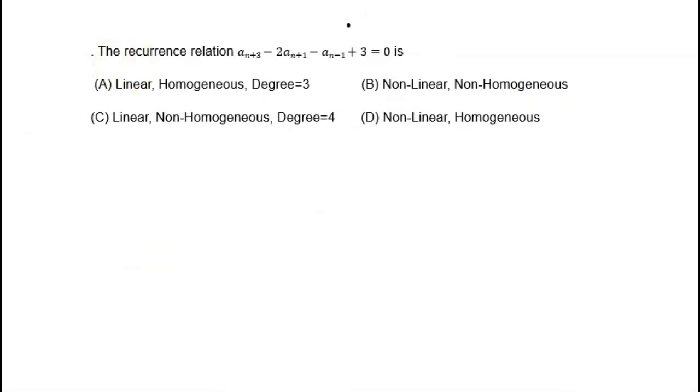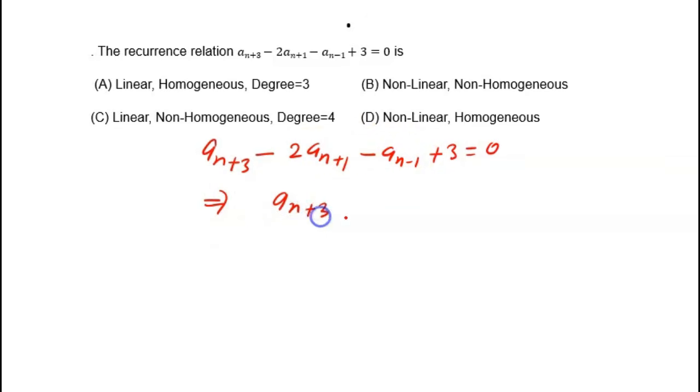Now we have a recurrence relation over here, and we have to decide what is the nature of it. So the recurrence relation, for your convenience, I am writing again: a_(n+3) minus 2a_(n+1) minus a_(n-1) plus 3 is equal to 0. So what is the definition? First of all, let me rewrite and then I will talk. I can rewrite it as a_(n+3) minus 2a_(n+1) minus a_(n-1) is equal to minus 3.